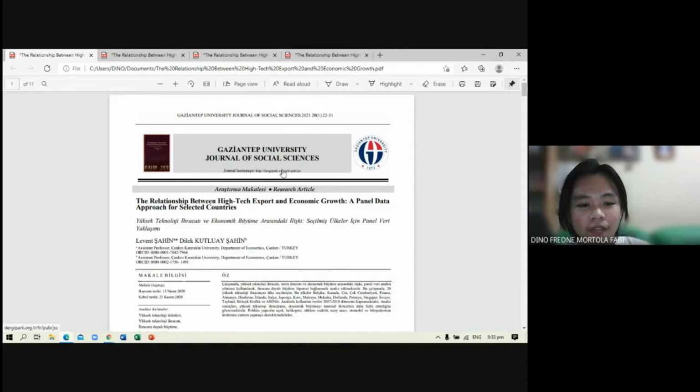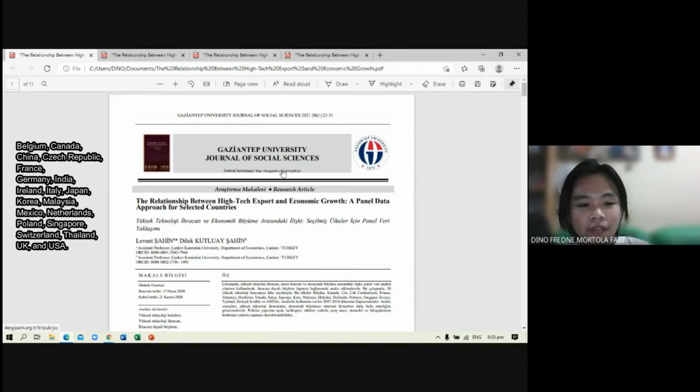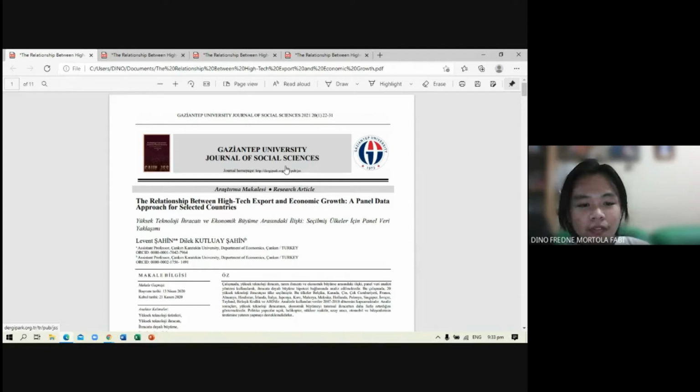These countries are Belgium, Canada, China, Czech Republic, France, Germany, India, Ireland, Italy, Japan, Korea, Malaysia, Mexico, Netherlands, Poland, Singapore, Switzerland, Thailand, United Kingdom, and the United States. The sources are primarily the World Development Indicators of the World Bank and the World Trade Organization. The observations collected are from the years 2007 to 2018.